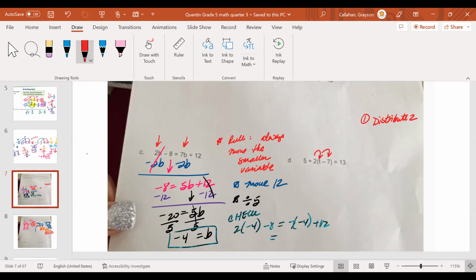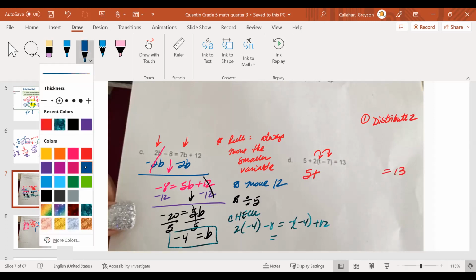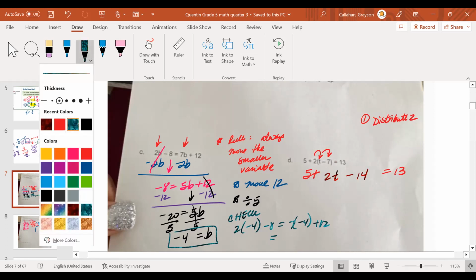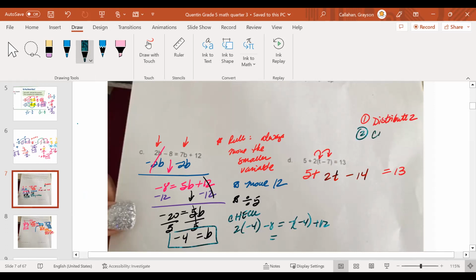Distribute the 2, right? 5 plus blah, blah, blah equals 13. When you distribute the 2, what do you get? Plus or minus. Okay, now what do you do? CLT, which stands for combine like terms. So which one are you going to combine together?